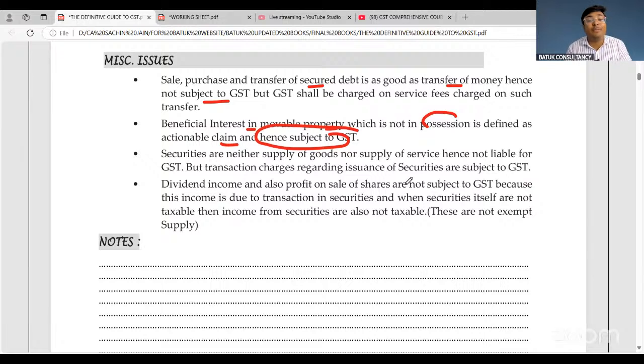But suppose there are any transaction charges applied on the securities, in such a scenario, yes, those transaction charges will be applicable to GST.